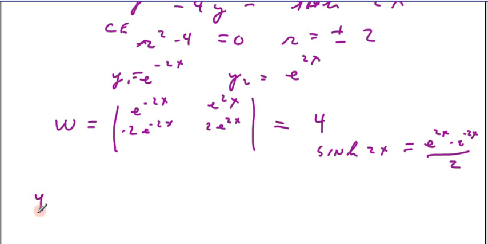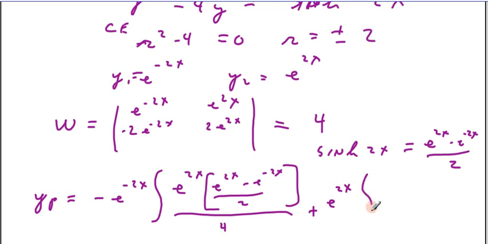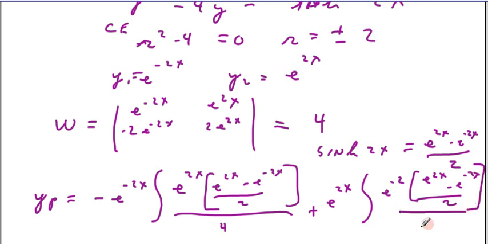Okay, so y sub p equals minus y1, e to the minus 2x, integral e to the 2x, forcing function, e to the 2x minus e to the minus 2x over 2, divided by 4, the Wronskian, plus e to the 2x, integral e to the minus 2x times the forcing function, e to the 2x minus e to the minus 2x over 2, the whole thing divided by 4. We left off the dx's again.